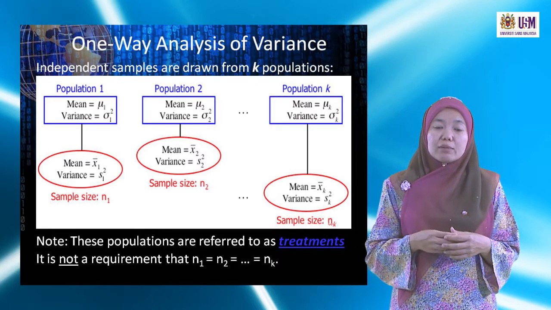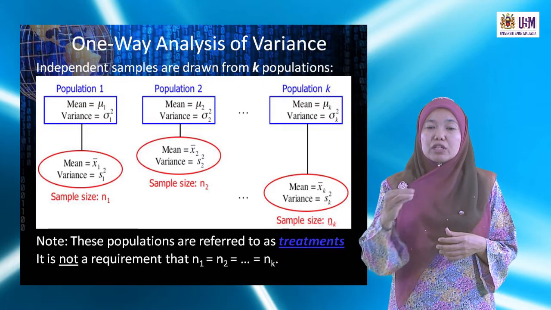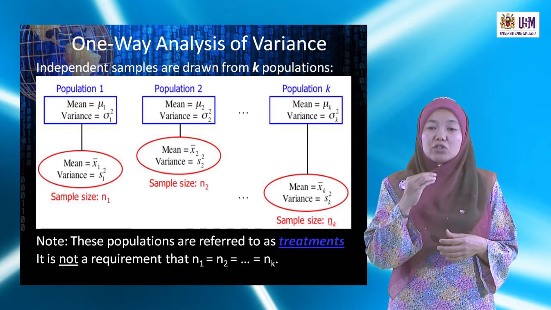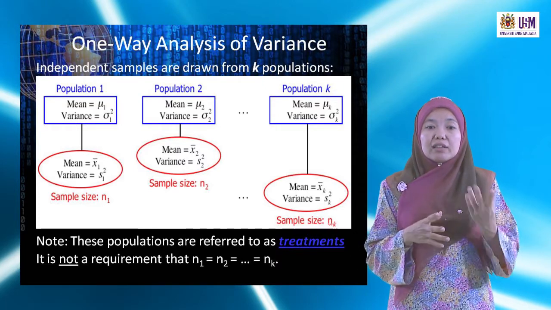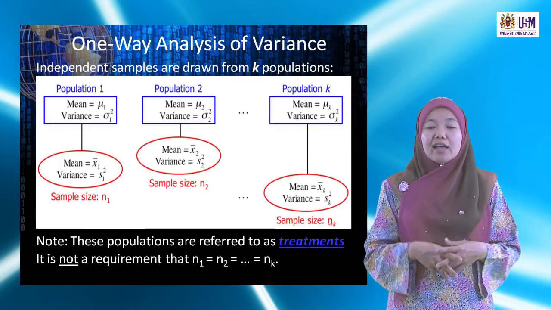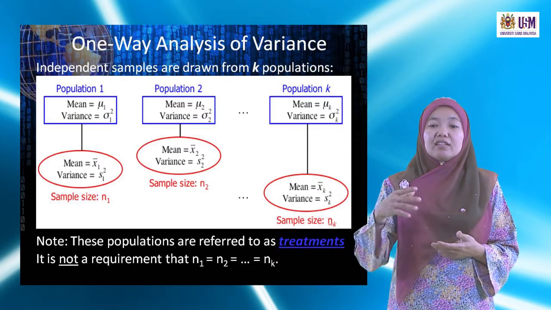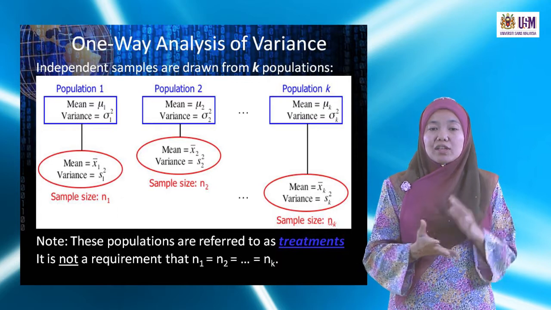So it is not a requirement that the sample size for each of these populations or each of these treatments be the same. So you can have n1 equals 10, n2 equals 50, n3 equals 100, and so on and so forth.